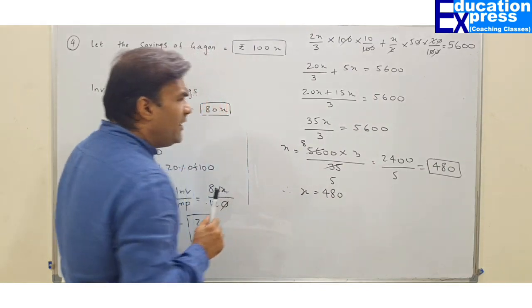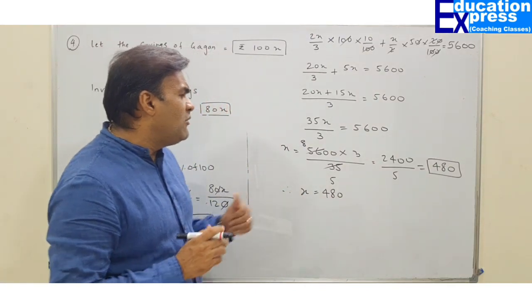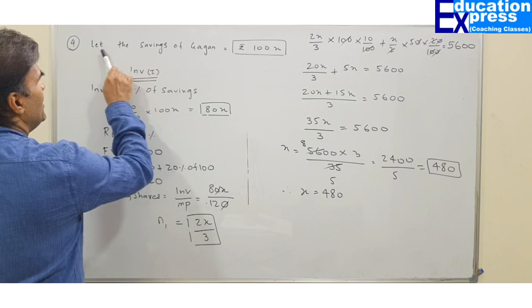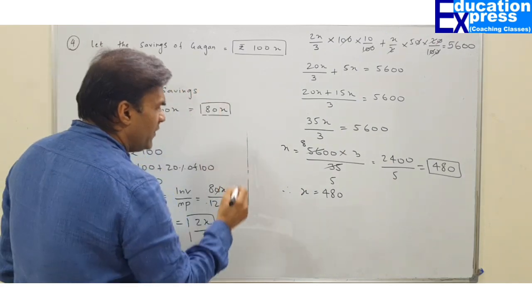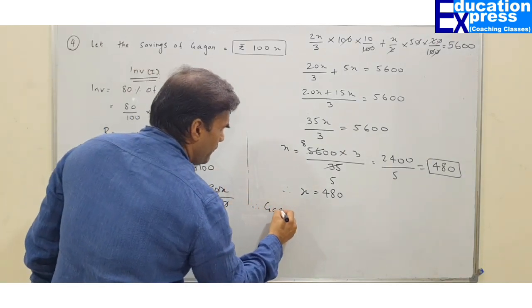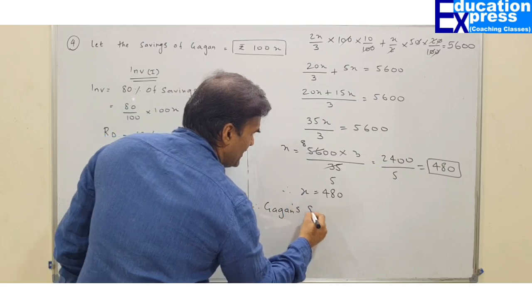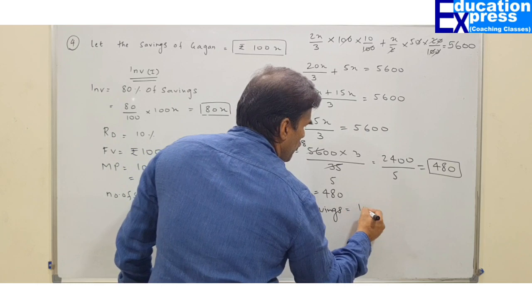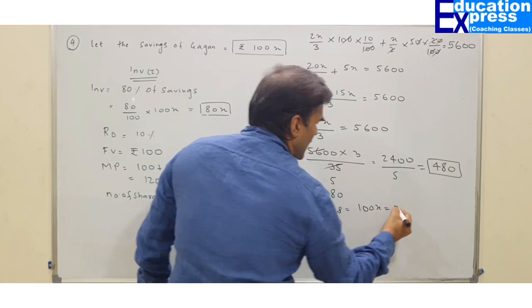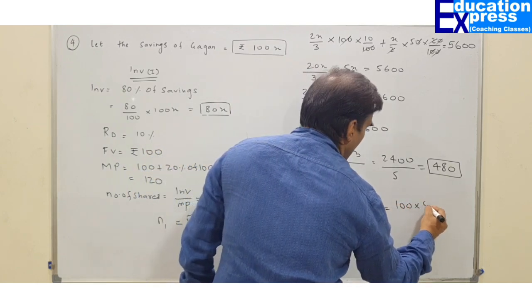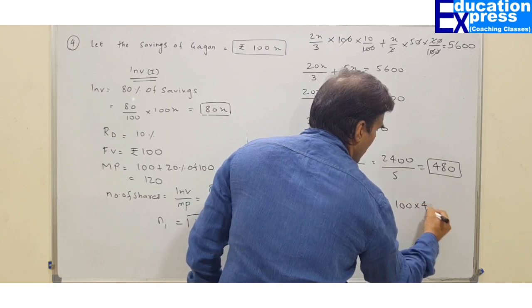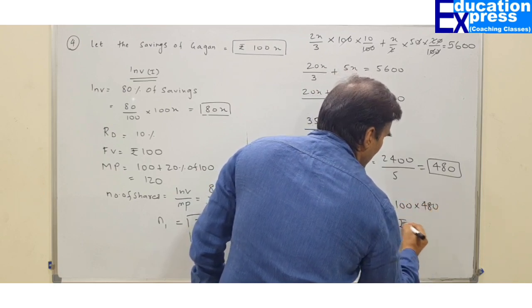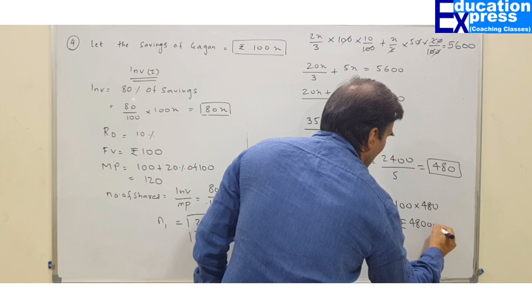What do we have to find? We are not interested in finding out the value of x. We are interested in finding out the savings of Gagan. Therefore, Gagan's savings equals 100x. That is 100 multiplied by 480. That will give me rupees 48,000.